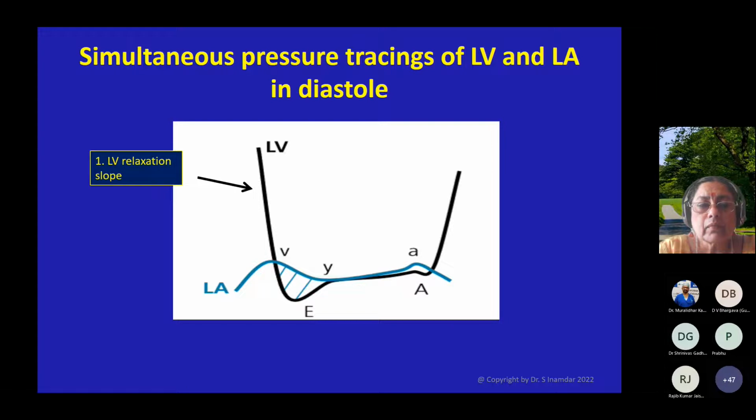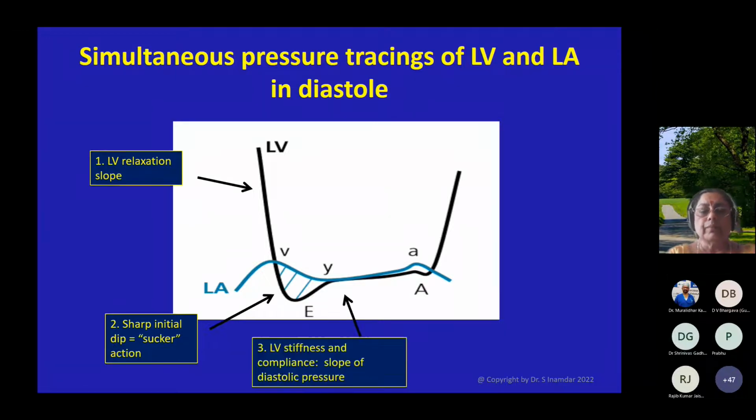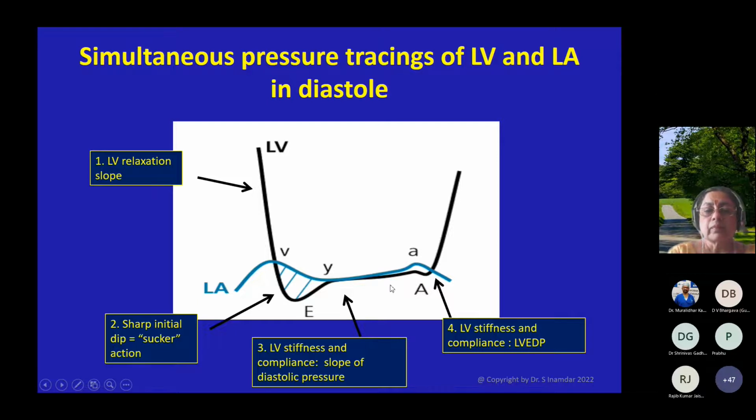So this is LV relaxation, initial LV relaxation, followed by a sharp initial dip, that is the sucking action. LV pressure falls just below LA pressure. Then this is the slope of diastasis, and LV stiffness and compliance determine this slope. And this is the LV end diastolic pressure. Again, LV stiffness and compliance determine how much the LVEDP is.